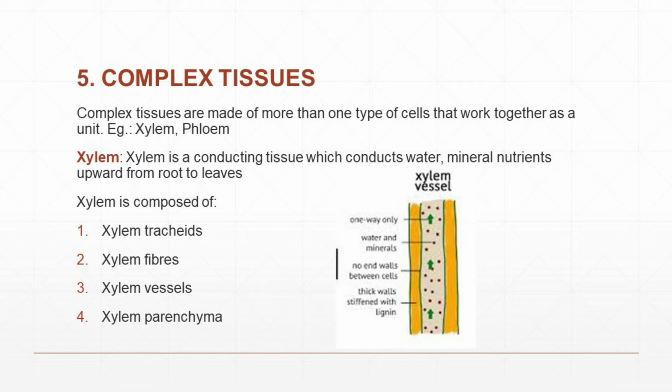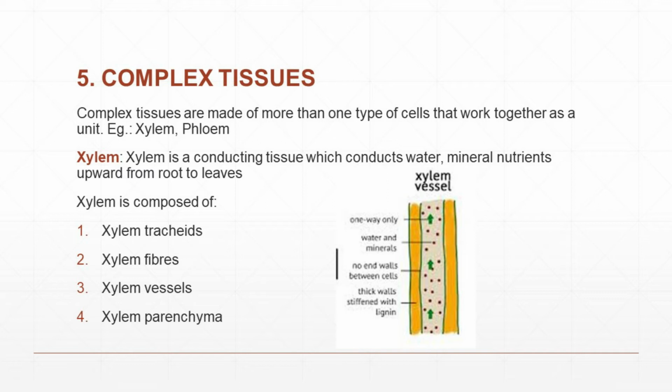First one, xylem tracheids. They are elongated or tube-like dead cells with hard, thick and lignified walls. Their function is conduction of water and providing mechanical support to the plant. The next one is xylem fibers. These cells are elongated, lignified and pointed at both ends. Xylem fibers provide mechanical support to the plant.